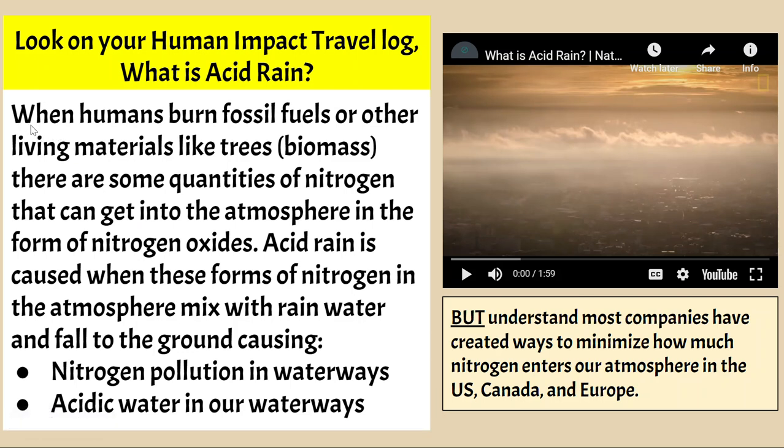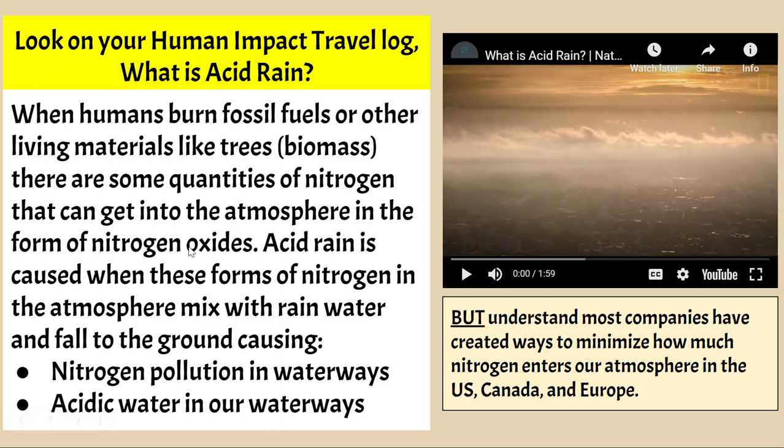I will say to you that when humans burn fossil fuels or other living materials like trees, we call that biomass, those trees and things that might be burned. When humans burn those biomass items, there are some quantities of nitrogen that get into the atmosphere. They get into the atmosphere as nitrogen, right? But it's going to be a form called nitrogen oxides. That's not a form that we've talked about just yet.